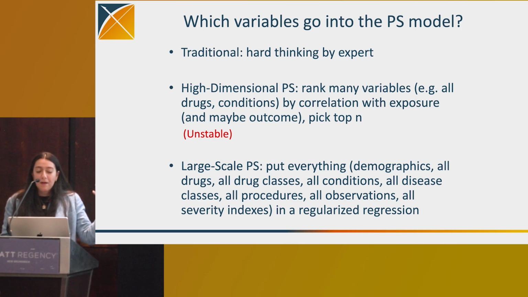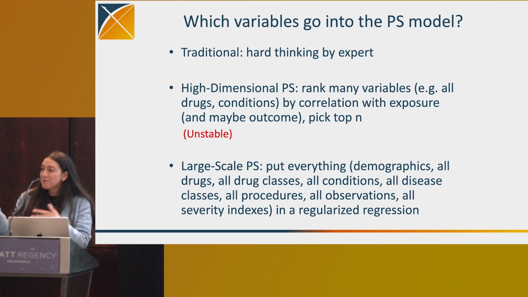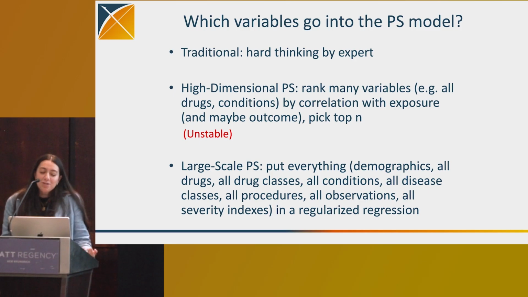We've talked a little bit about which variables go into the propensity score model. Traditionally, we would have experts come up with a list of 20 that George is saying may or may not ultimately get matched on. There's also another approach, the high dimensional propensity score, where you rank very many variables and then pick some threshold. I think this is found to be kind of unstable, and it's much better to use large scale propensity score, where we're using everything and it's really data driven, and the chances of achieving balance are a lot higher.